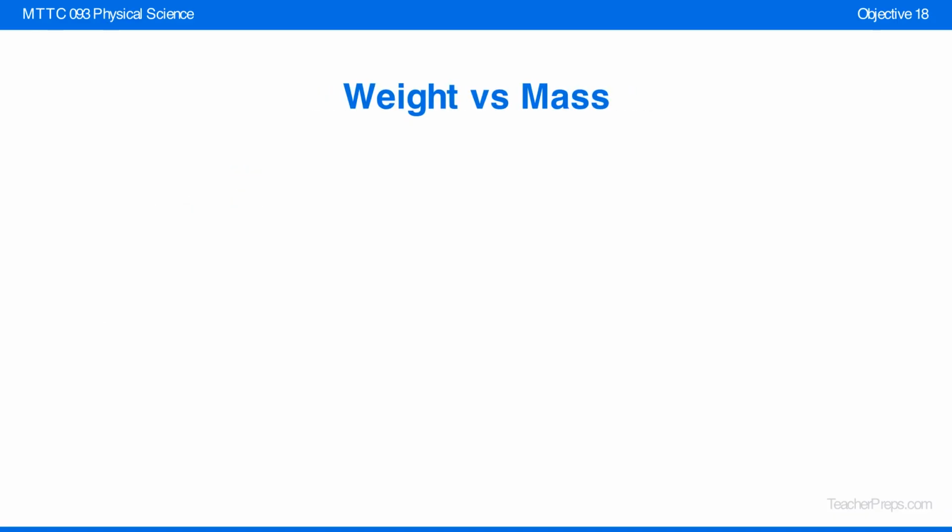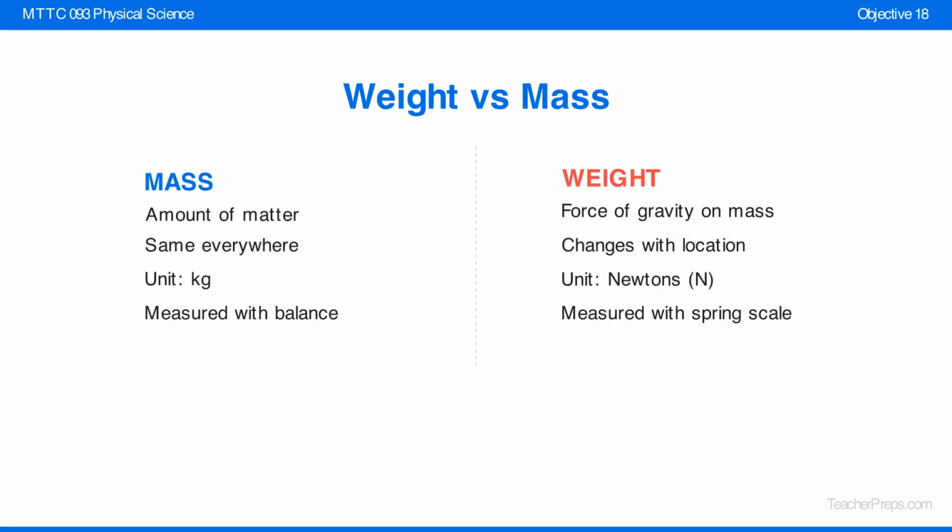Here is a distinction your exam loves to test. Weight versus mass. Mass is the amount of matter in an object. It stays the same everywhere, whether you are on Earth, the Moon, or floating in space. Weight is the force of gravity on that mass. Weight equals mass times gravitational acceleration, W equals mg.